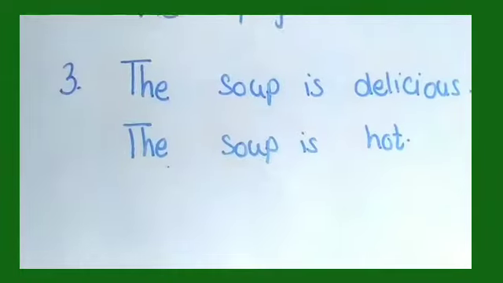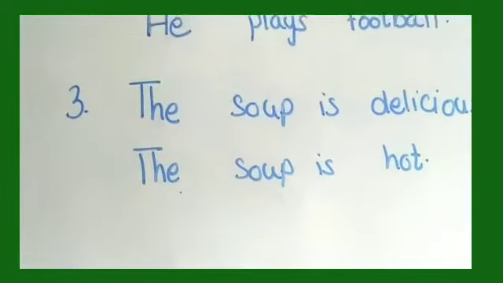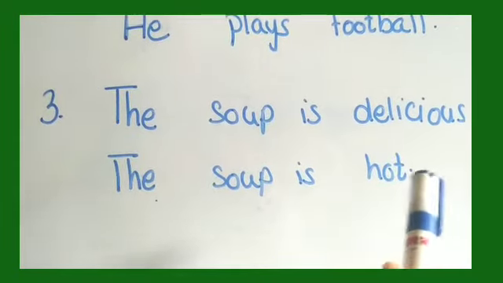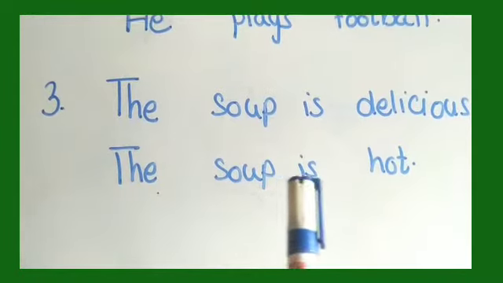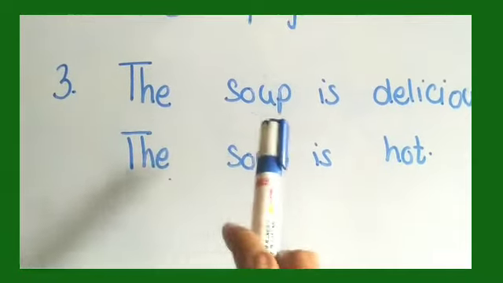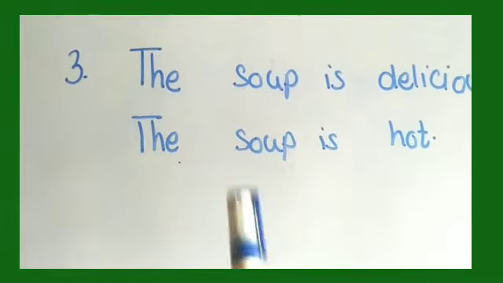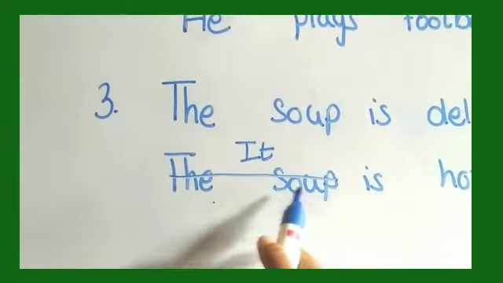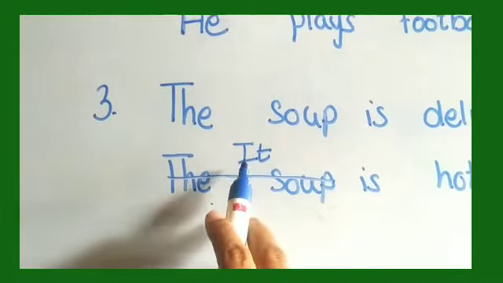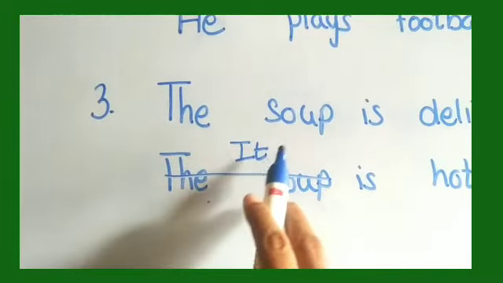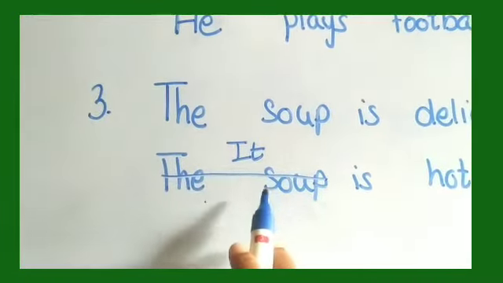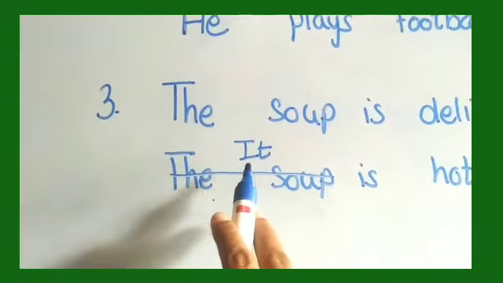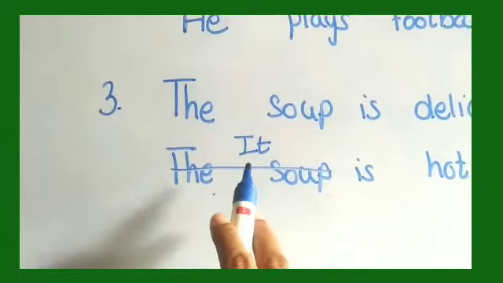Fine, let us take another example. So now you see the third sentence. The soup is delicious. Next sentence, the soup is hot. So we have used the words the soup twice, right? So instead of the soup, we can also use it. It is hot. What is hot? The soup is hot. So instead of repeating the same, the soup, we can use it. That is what? Replace words.